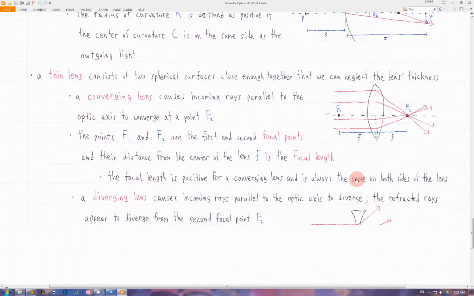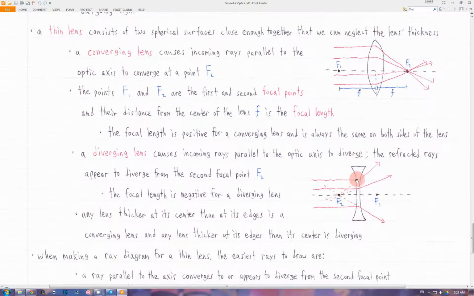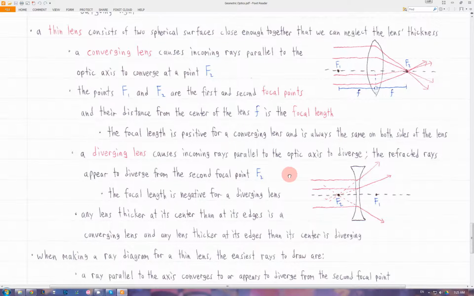So the other type of lens is a diverging lens, which causes incoming rays parallel to the principal axis to diverge. And they appear to diverge from this point over here, the second focal point. So we've kind of switched the second and first focal points. So you can think of the second focal point as where the light rays appear to, or actually do, diverge from after they pass through the lens. So for a diverging lens, the focal length is defined to be negative.